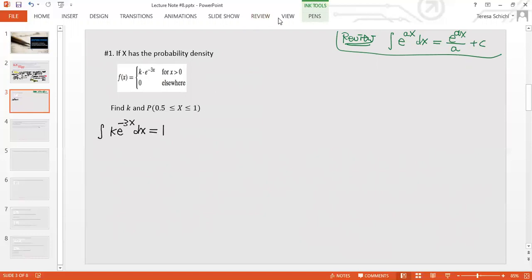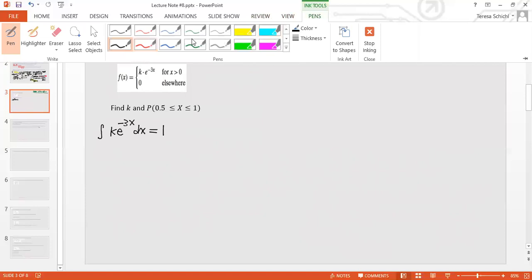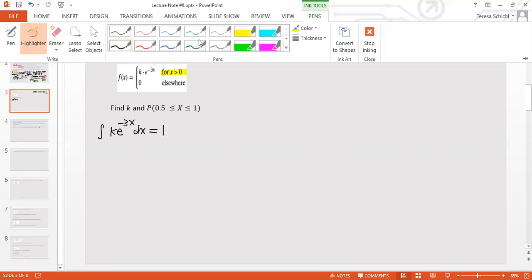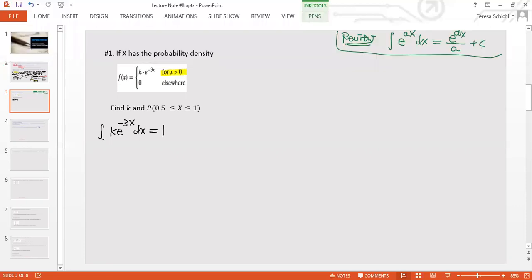Has to be equal to 1. And what is the integration area I need to integrate here? My x is greater than 0, right? So when my x is greater than 0, what do I need to do? I need to integrate from 0 to infinity here. All right, so now I can take the k out.